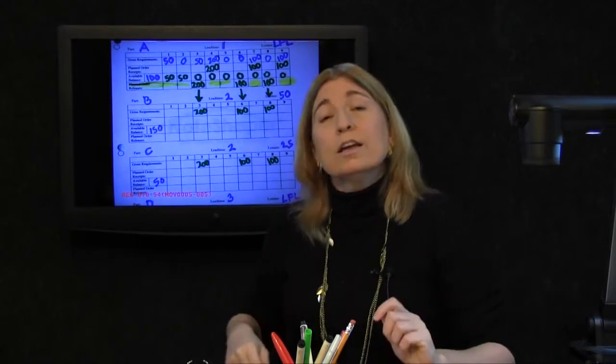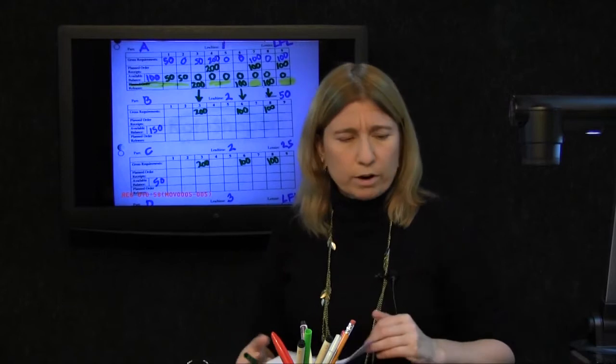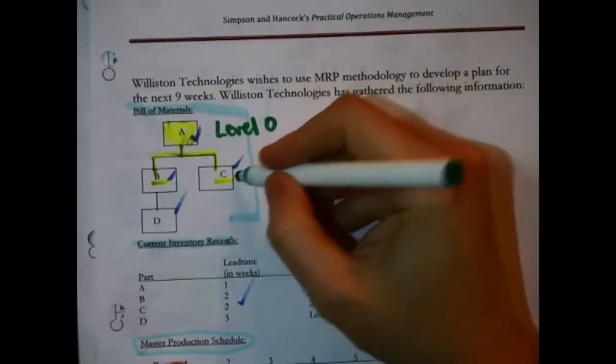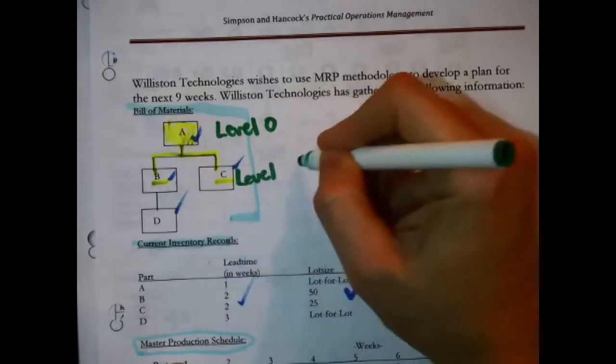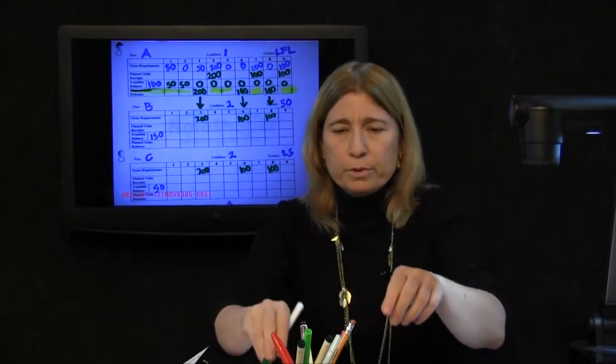Okay, now what? Now fill out all the records on the next level. I think it is only B and C that are on that level. Okay, fill out the records for B and C. That's the next step.